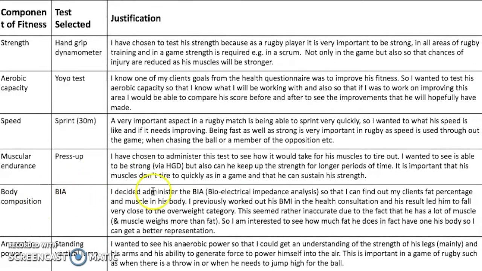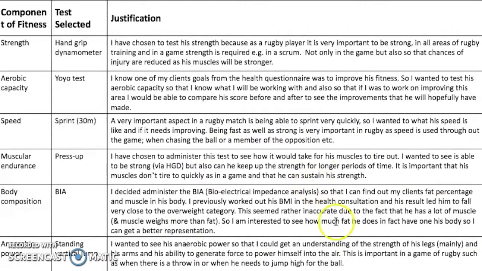And then body composition, I wanted to see his fat percentage because, as I was saying, I previously worked out his BMI in the health consultation, and he fell in the overweight category, which I was a bit surprised about, considering he regularly goes to the gym and does a lot of rugby. So it feels very inaccurate because in the BMI, muscle weighs more than fat, and so I wanted to do this BIA to see how much fat he actually has, to see how much muscle he has essentially. So I could get a better representation of it.